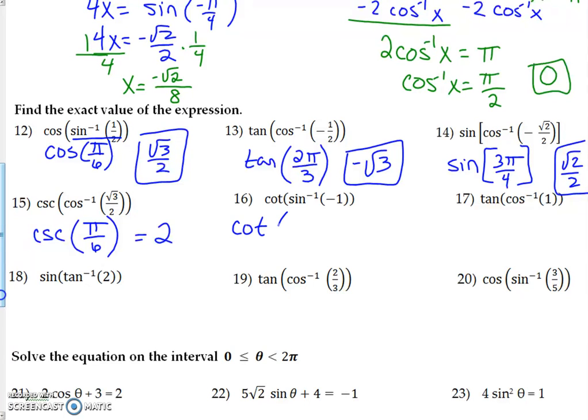All right, cotangent, inverse sine of negative 1. That's a negative pi over 2. Again, looking it up on the trig library, that's going to give me 0.